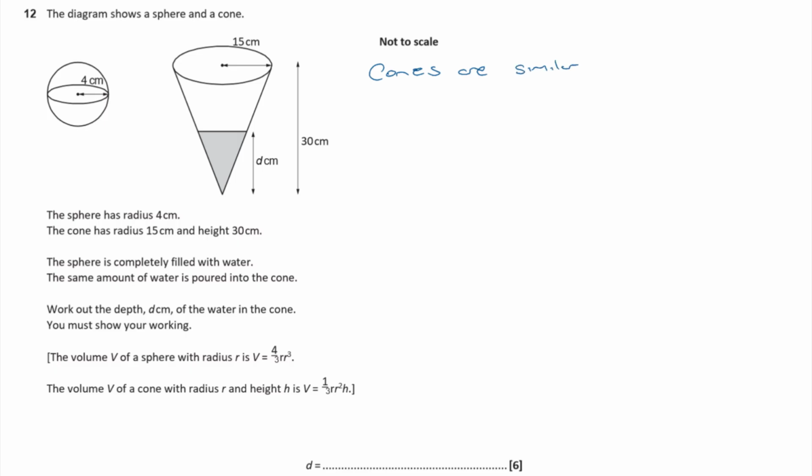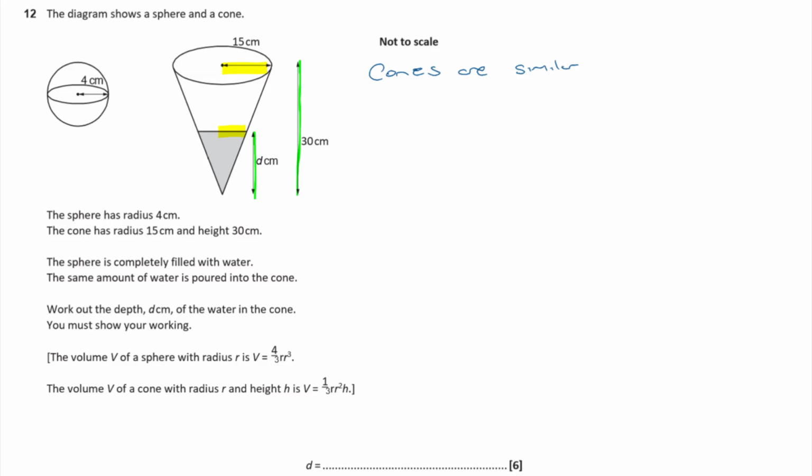And what does that mean? It means that all the lengths are in the same ratio. So I don't know if you can see that on the big cone, this is 15 and this is 30. So the height of the cone is twice the radius. That is going to be true on the other, similar smaller cone as well, that this height here is going to be twice the radius.